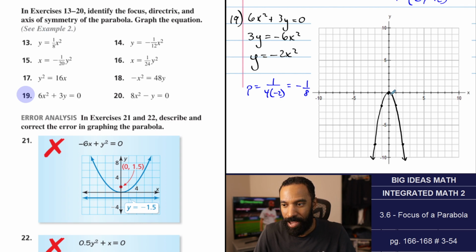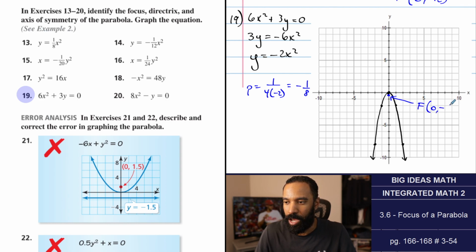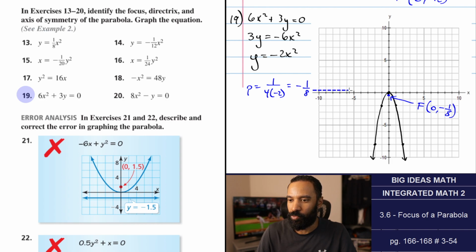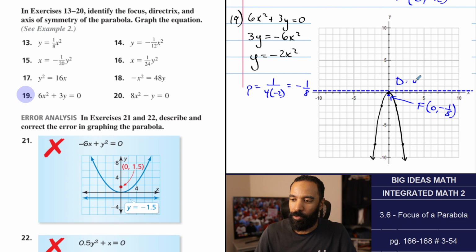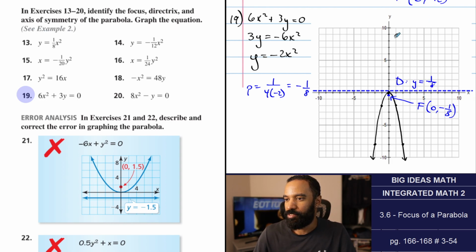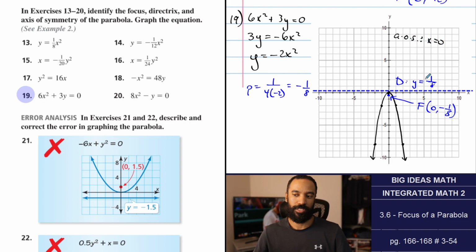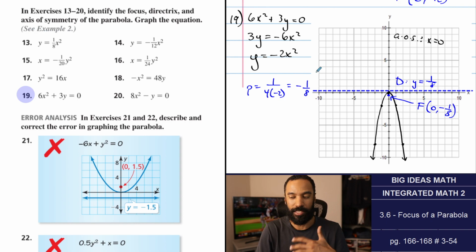We're going to go 1/8 down. See, this is how short this is. Your focus, even though they're not asking you to necessarily plot it, is down at 0, -1/8, like that. Your directrix is this line that gets really close to this right there, 1/8 above. So that's at y equals 1/8, just like that. Now your axis of symmetry is still x equals 0, like that, but that's what you get, right? That's just what it looks like. That's the cost of doing business with a more normal looking thing right there.